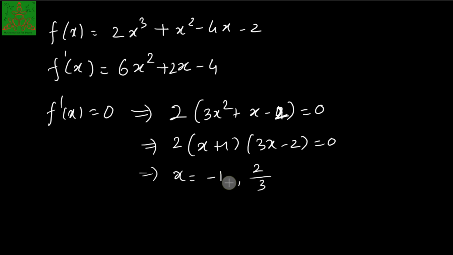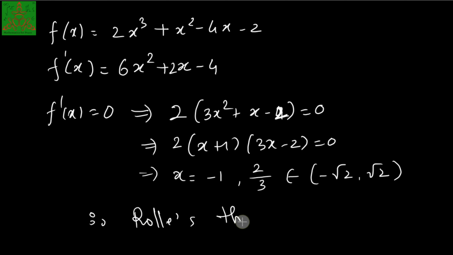Once you know that both values, x equals minus 1 and x equals 2 by 3, belong to this interval minus root 2 to root 2, we can say that Rolle's theorem is verified.